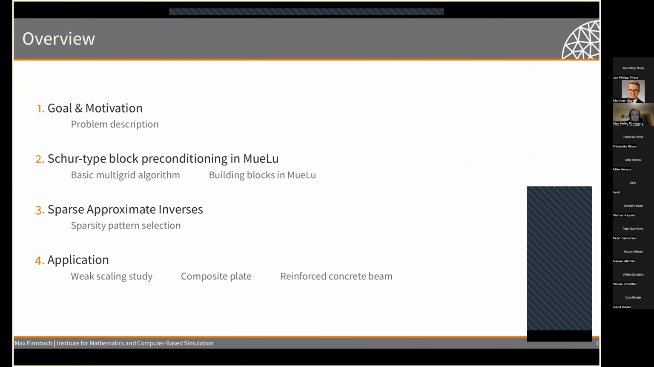Just a short overview. In the first step, I want to talk about the goal and the motivation behind all of this. In the second step, I'll talk about some multigrid basics and also some building blocks inside MueLu to form a Schur-type block preconditioner. In the third step, I'll talk about sparse approximate inverses and how they help us with our problem. And lastly, I will show some application scenarios, so weak scaling studies and some engineering applications.